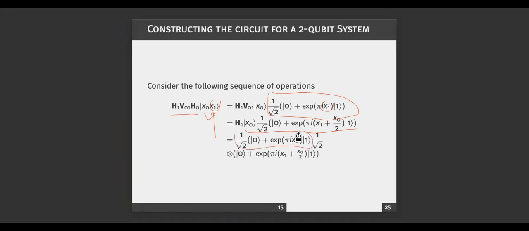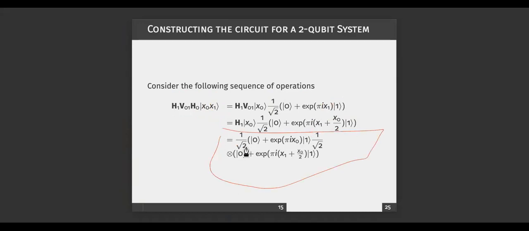Okay, so the result of applying this operator to this two qubit system is nothing but this one. Let me Control Z that so that it will be easier to see. So it's actually this one here.